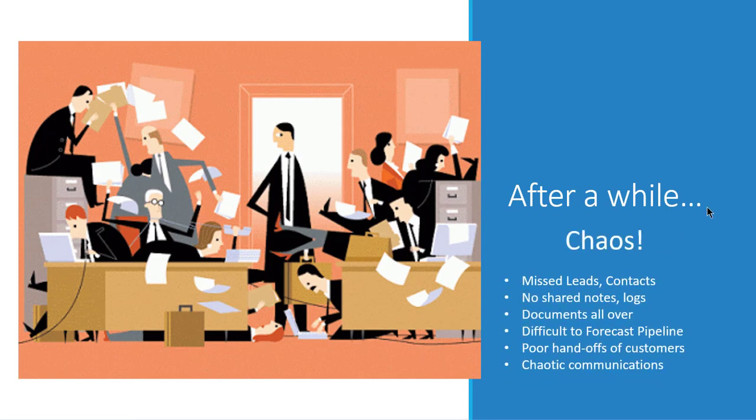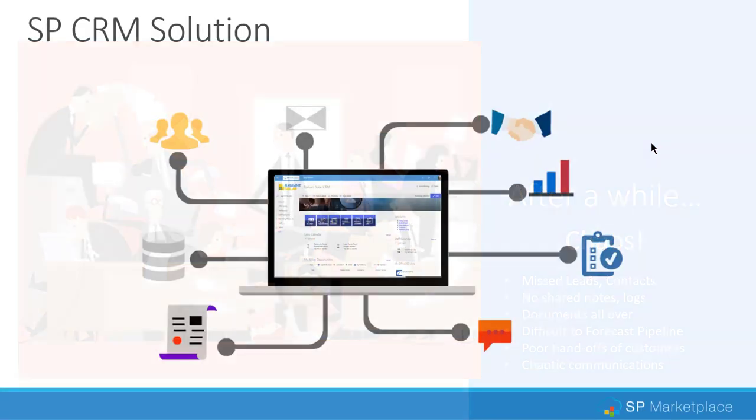Missed leads, forgotten contacts, no shared notes or stumbling over each other, especially if you have any type of team sales model. Documents are all over the place. It's difficult to get a handle on what your pipeline or forecast looks like. Poor handoffs to customers and chaotic communications. All of this actually can impact greatly your business.